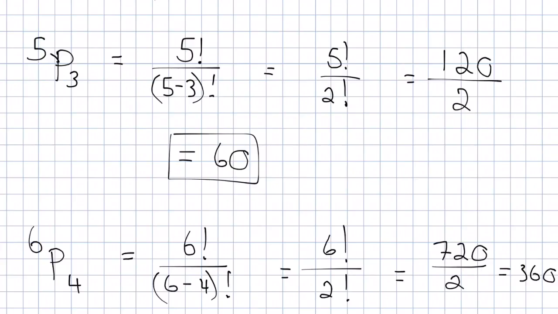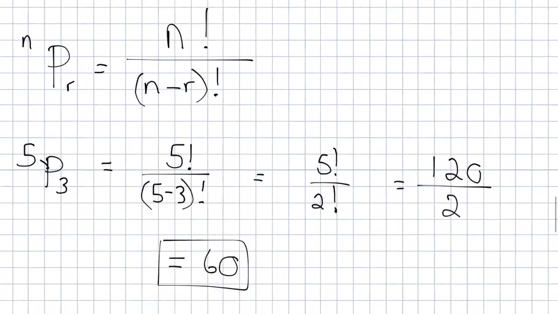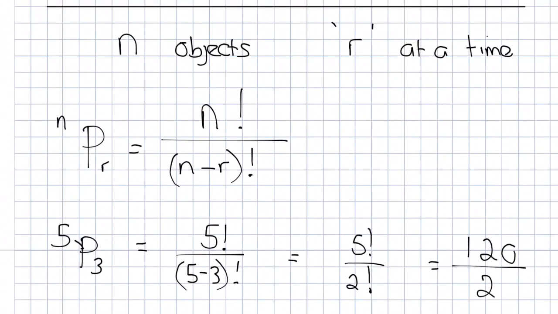So this is the exact same as what we had above. 6 factorial, 2 factorial, 5 factorial, 2 factorial, and so on. So the formula for working out the number of permutations of n objects, taking r of them at a time, is n factorial over n minus r factorial.